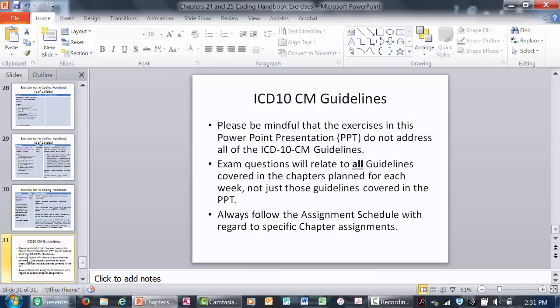As always, be mindful the exercises in this PowerPoint don't address all of the guidelines for Chapter 15. I do expect you to know all those guidelines. Always follow your assignment schedule with regard to specific chapter assignments, and please let me know if you have any questions, and I will do my best to answer them.